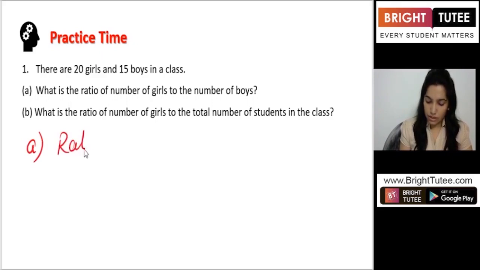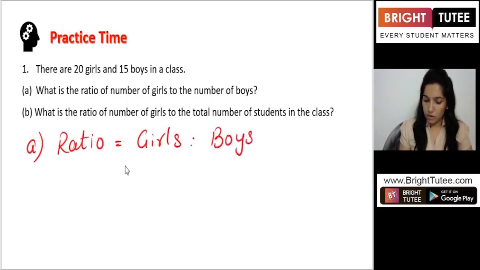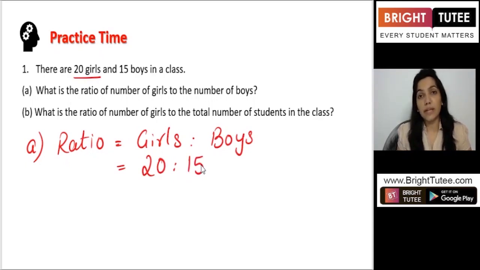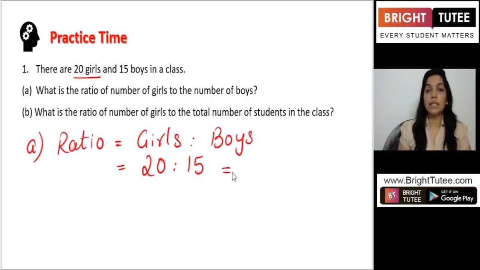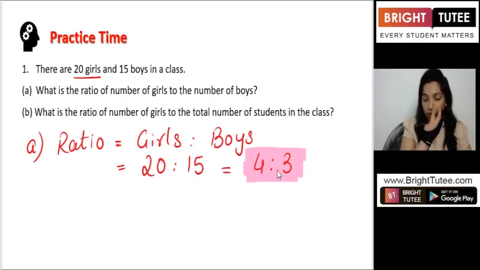So what do we need to write? The ratio of the number of girls to the number of boys. What is the number of girls? It is 20, and the number of boys is 15. Clearly both these numbers are divisible by 5, so we can convert it into a simple equivalent ratio, or we can say the lowest form of ratio. Dividing both the numbers by 5, we get the answer as 4:3. So this is the final answer, which we have converted into the lowest form of ratio.